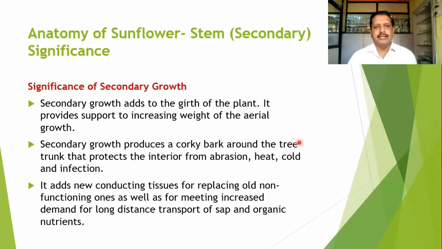Then what is the secondary growth and its significance? As we know, secondary growth adds to the girth of the plant. The width of the tree increases because of secondary growth. It provides support to the increasing weight of the aerial growth. The taller the tree grows, the more its weight increases, and gradually it gives support to such continuous growth in height.